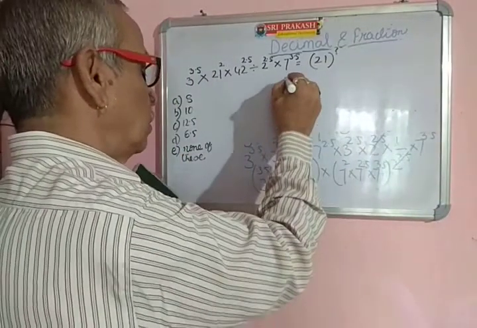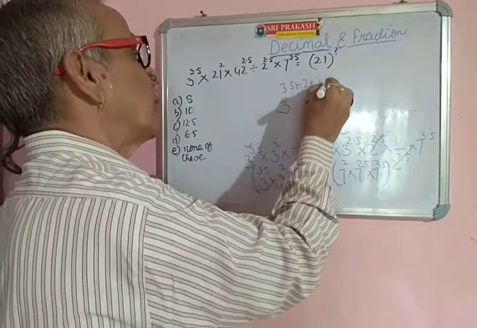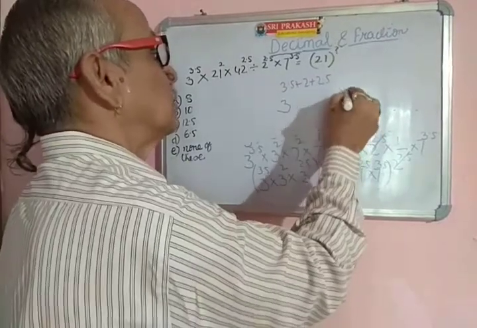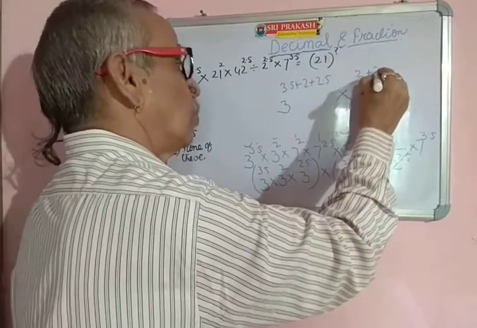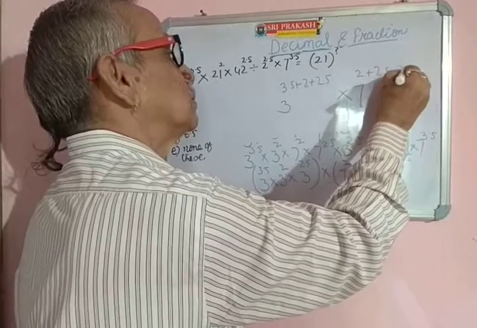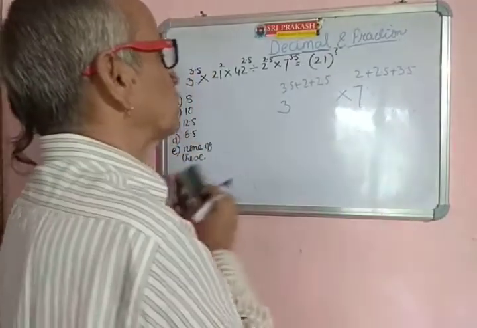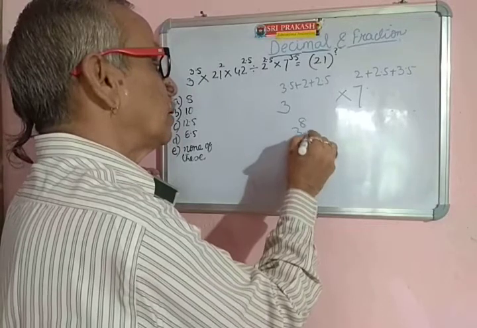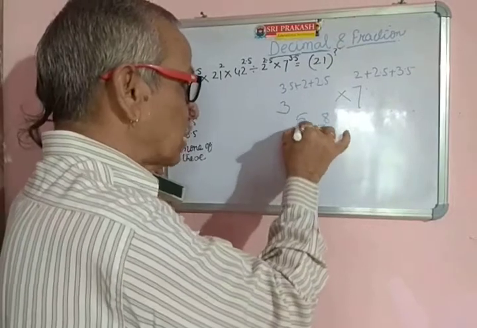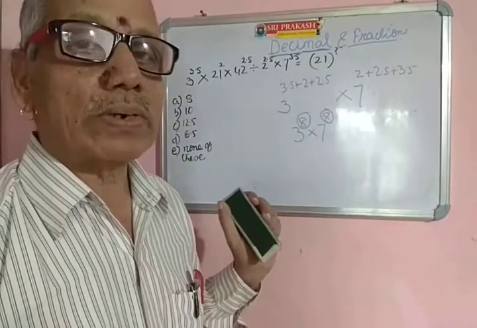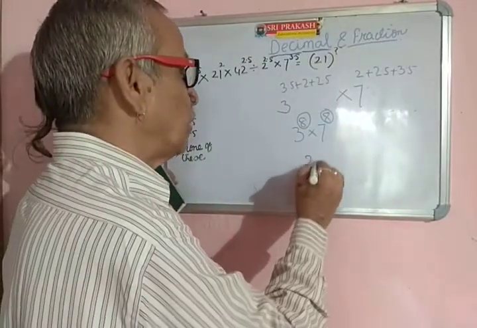3 to the power of 3.5 plus 2 plus 2.5. In the same way, 7 to the power of 2 plus 2.5 plus 3.5. If you add, you get 8. So 3 to the power of 8 into 7 to the power of 8. Here the powers are same, so you can multiply the bases. So 21 to the power of 8.